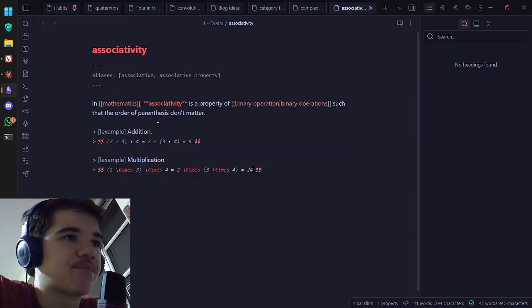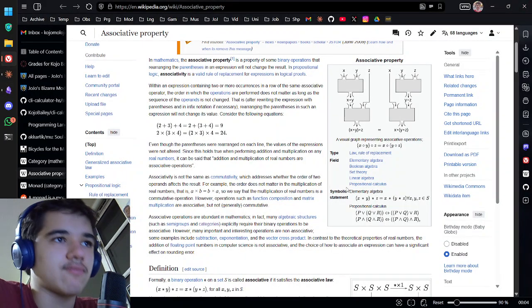Ooh, yeah, and let's just make these collapse by default. Okay.